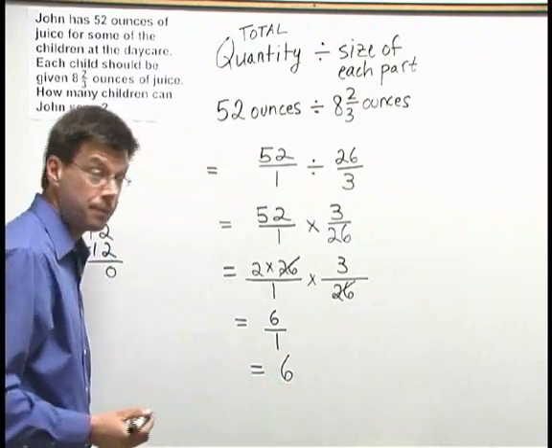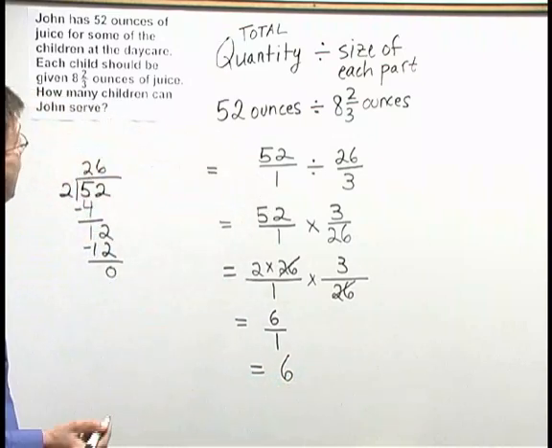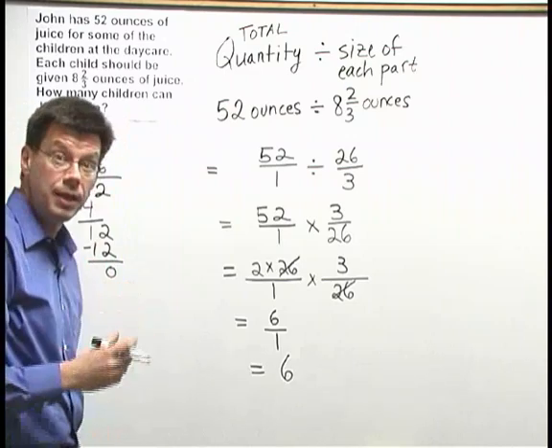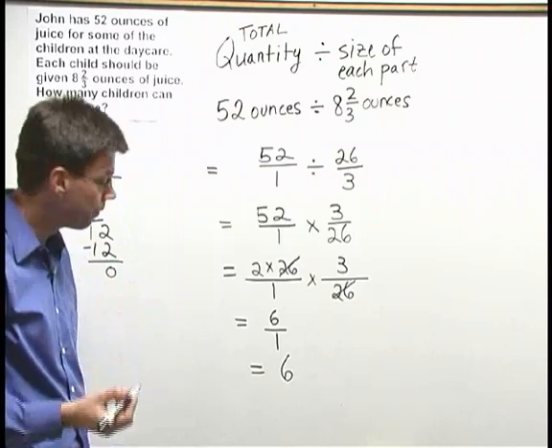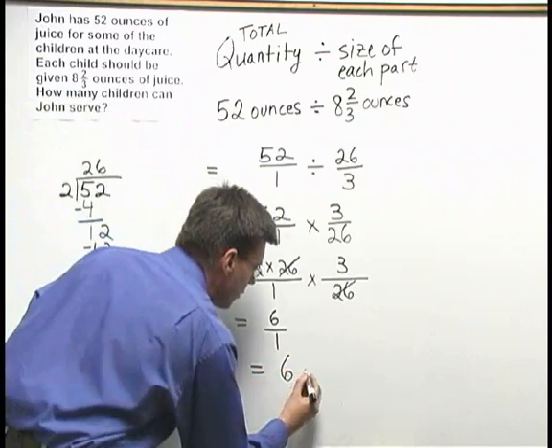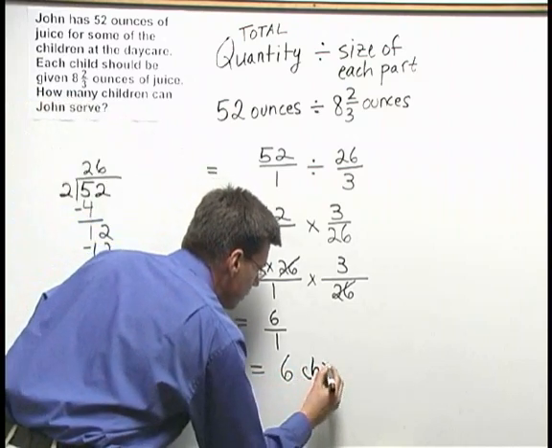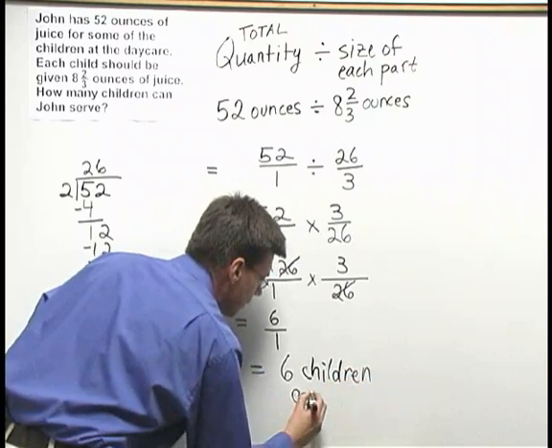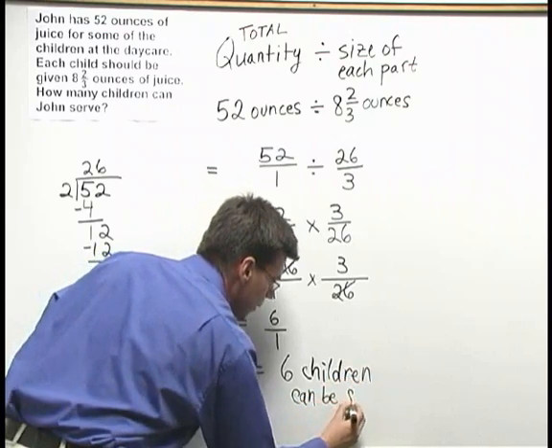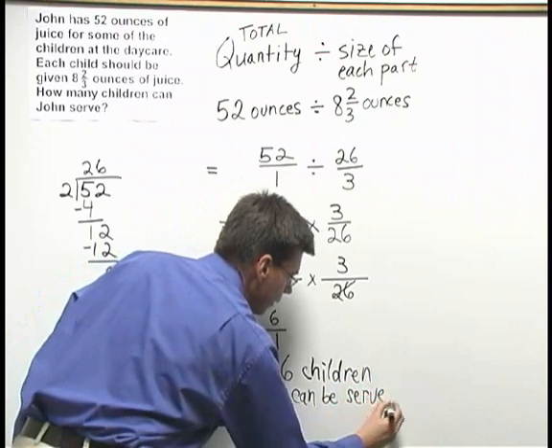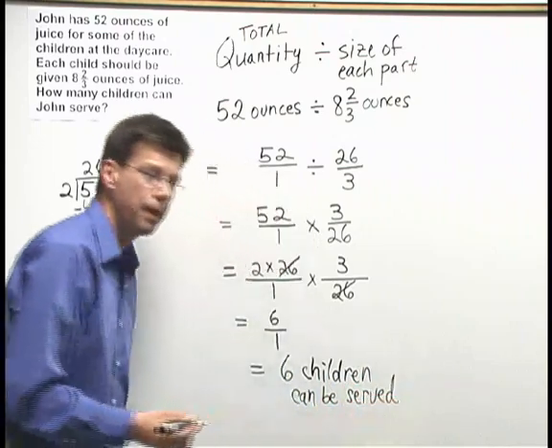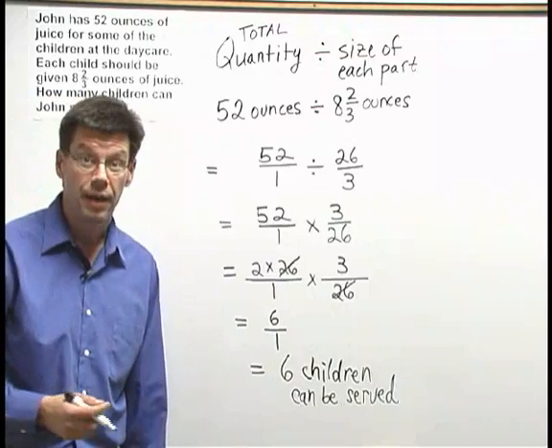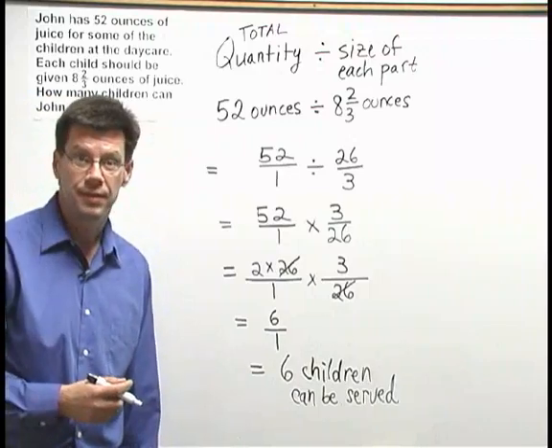That 6 stands for how many children can be served. That's the same as how many cups of juice we can fill. So in this problem, we know 6 children can be served. And now let's go back to the juice and actually pour that juice into 6 cups.